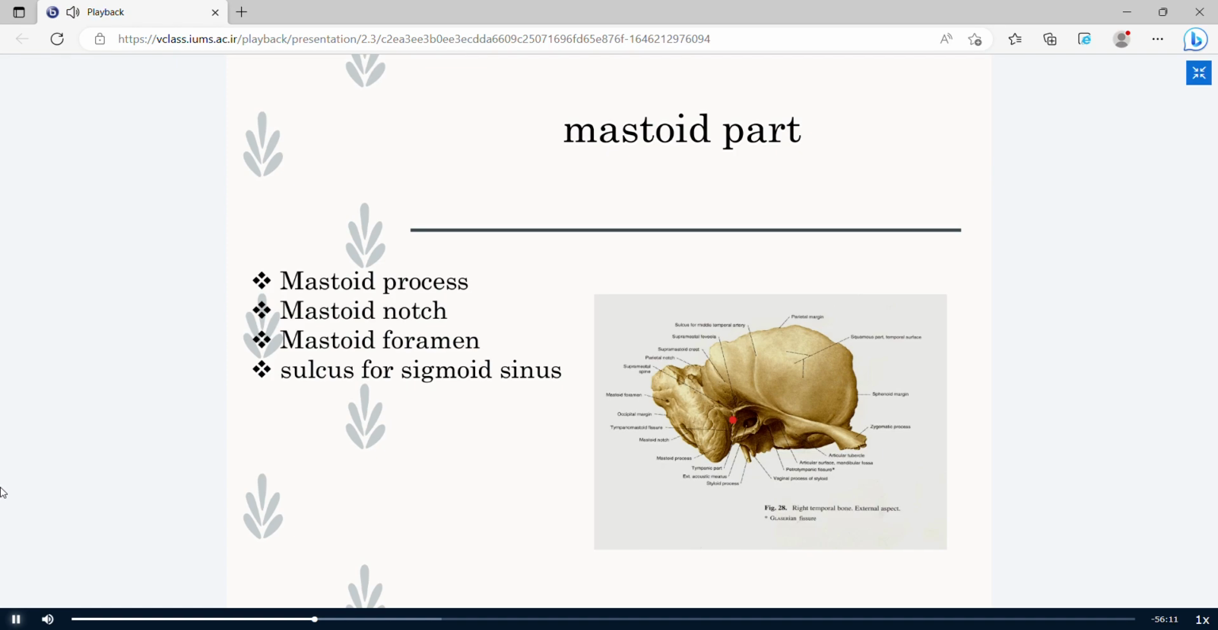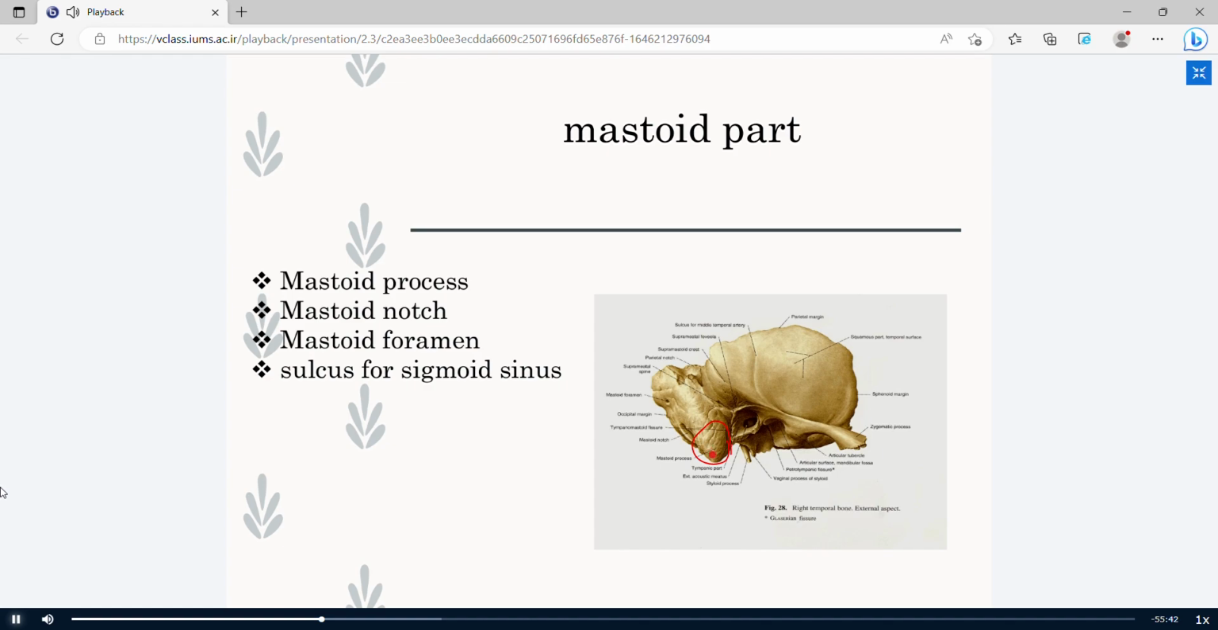Another part of the temporal bone, or the third part of the temporal bone, is the petromastoid part. The petromastoid part is subdivided into two portions, the mastoid portion and the petrous portion. This is the mastoid portion. The mastoid portion leads to the mastoid process.